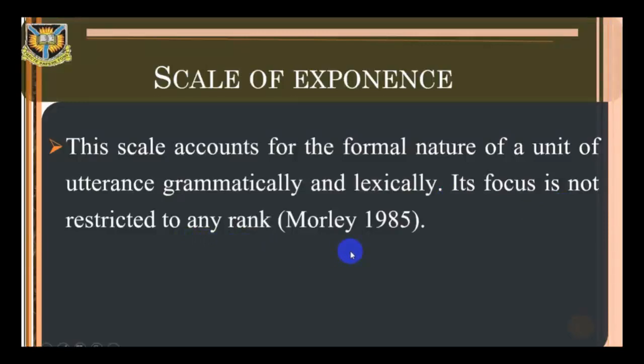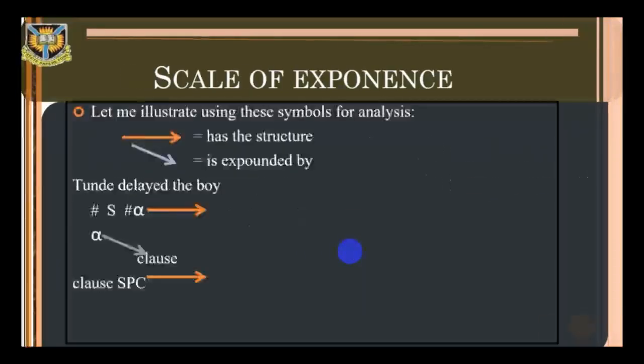Halliday, 1985. Let me illustrate using these symbols for analysis as below. The arrow as structured. The structure is expounded by Tunde, delayed, the boy. A clause, that's a free morpheme.